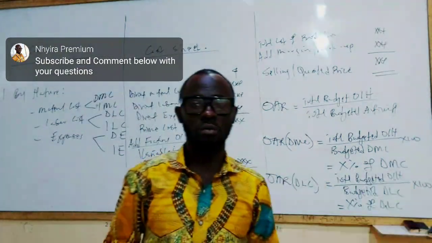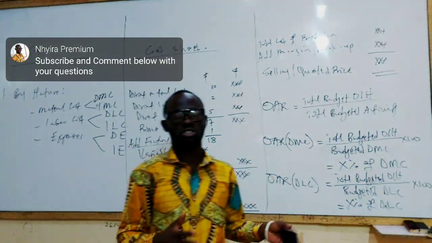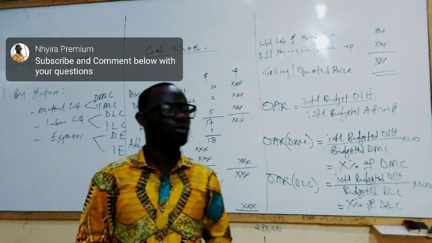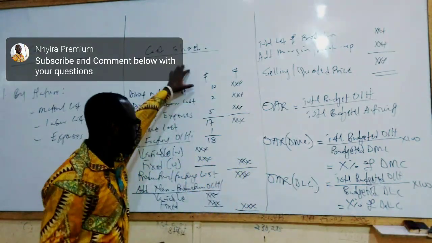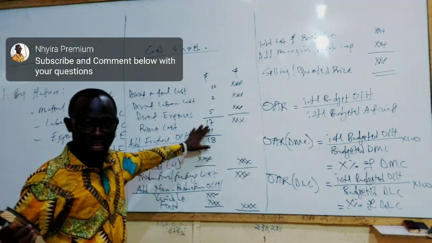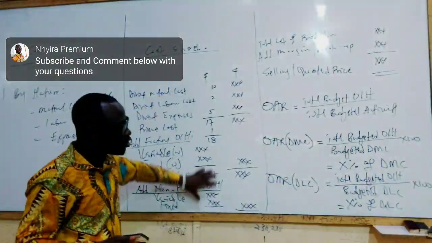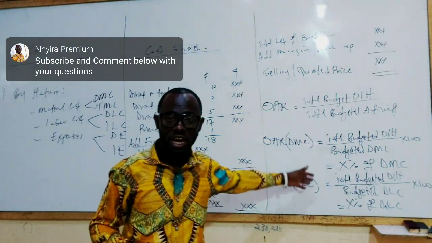If you are just joining the broadcast, we are looking at cost and profit statements. We looked at cost classification a little bit, and then I came to the cost sheet and we are looking at the overhead absorption rate.